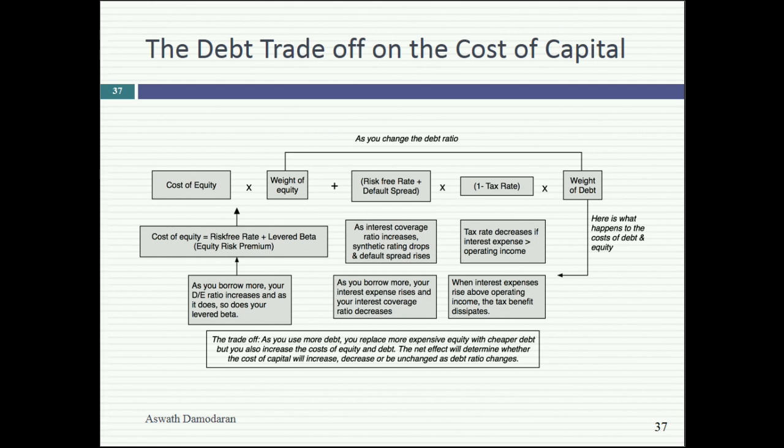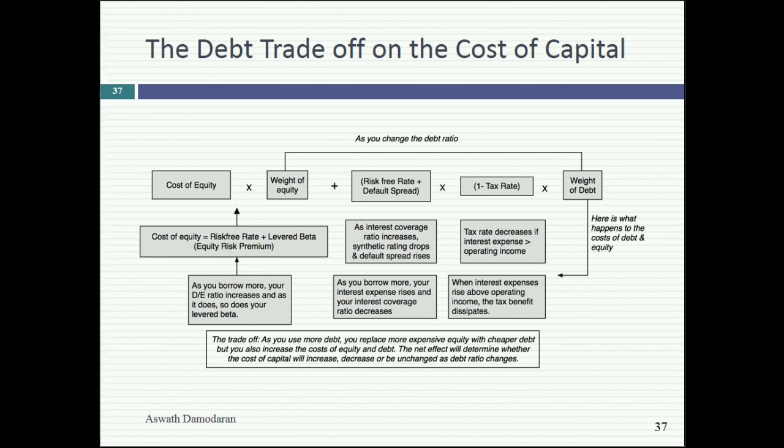If you think about how I'm going to come up with the default spread at every debt ratio, I have only one rating, which reflects the debt ratio today. I don't have a schedule of ratings that says this is what my rating will be. So I have to come up with ratings at every debt ratio. And here's where that synthetic ratings process is going to help me. What's the synthetic ratings process based on? What's the ratio I base it on? Interest coverage, right? Operating income divided by interest expense. As I borrow more money, what happens to my interest expenses? It'll go up. As my interest expenses go up, my interest coverage ratio is going to go down.